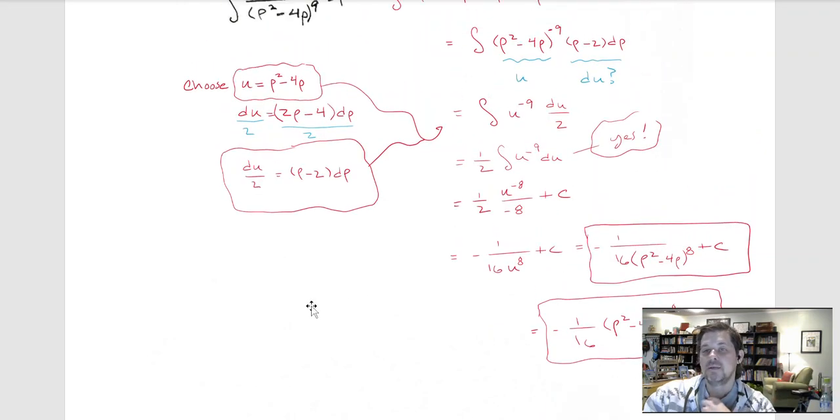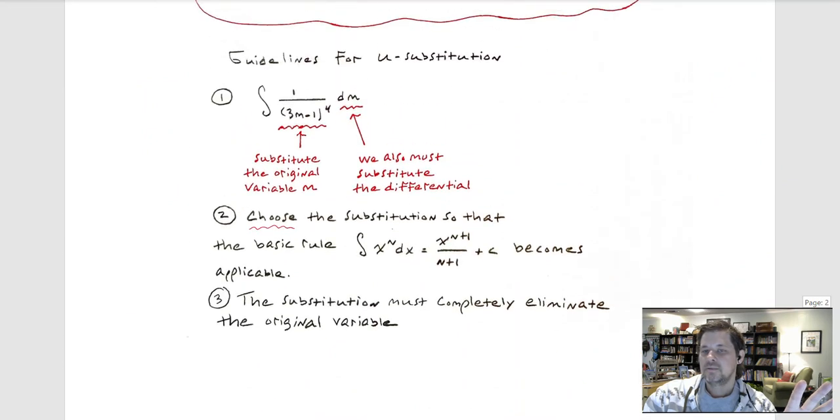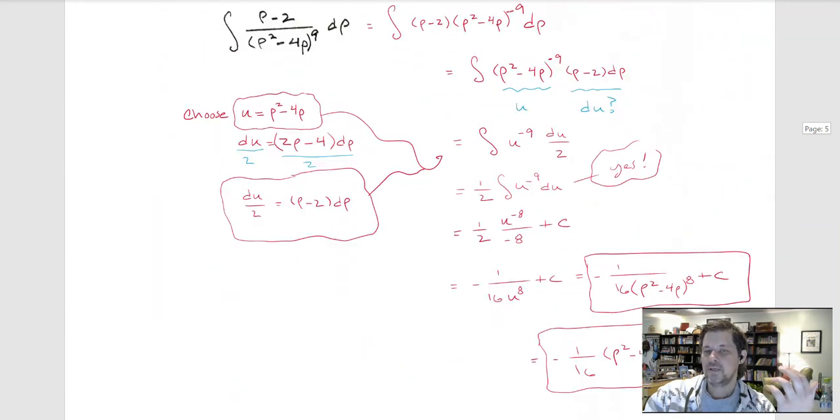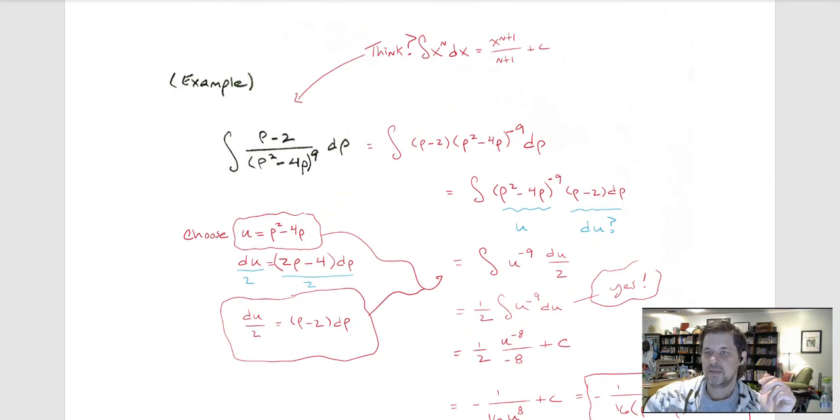All right. So now look at what I did there. And see, did I go through the guidelines? Did I choose a substitution that would allow the basic rule to apply? Did I completely eliminate the original variable? Okay, those are the basic ideas. Now, one more thing about choosing this substitution. When I started this problem, I said you want to choose it so that this complicated problem reduces down so that that rule applies to it.